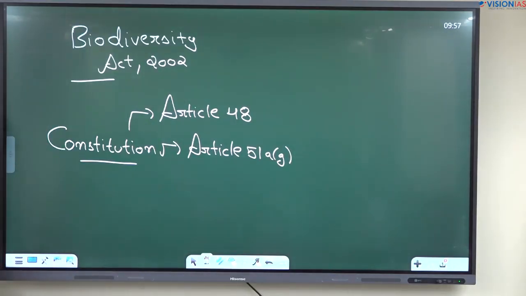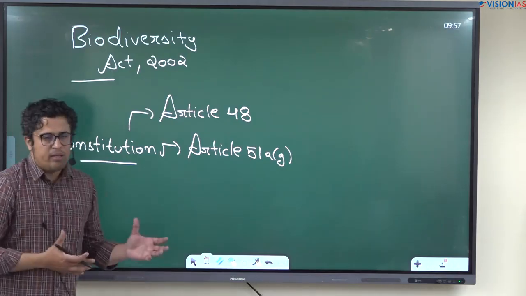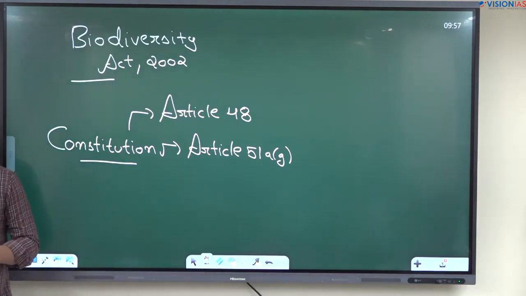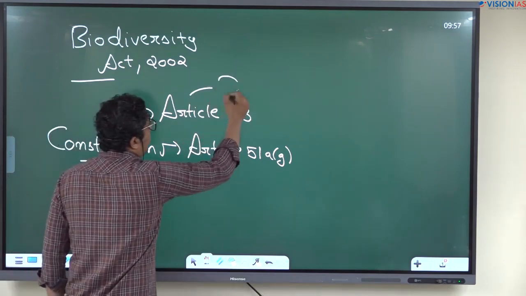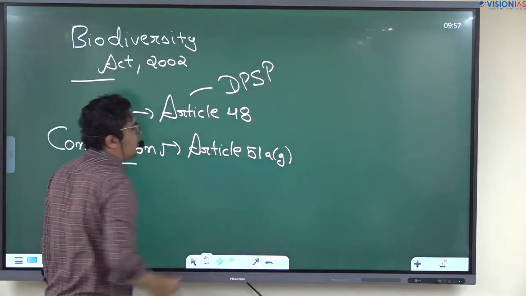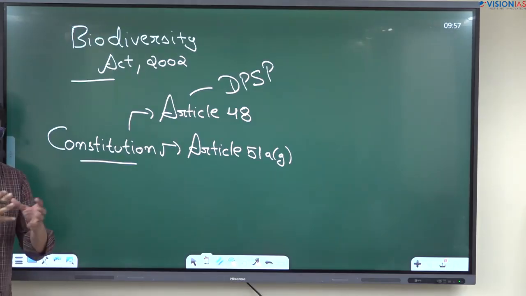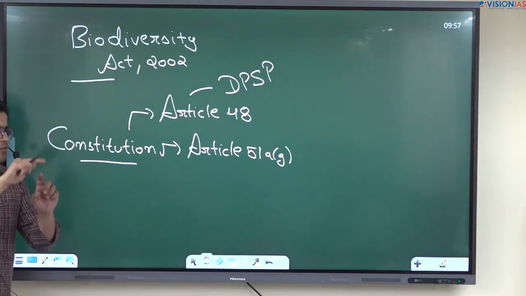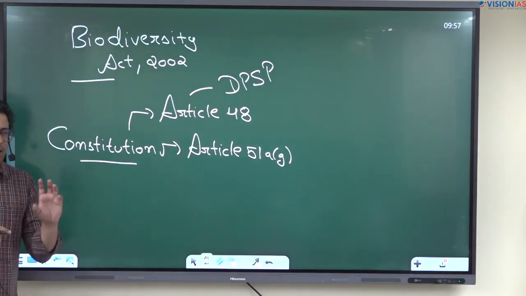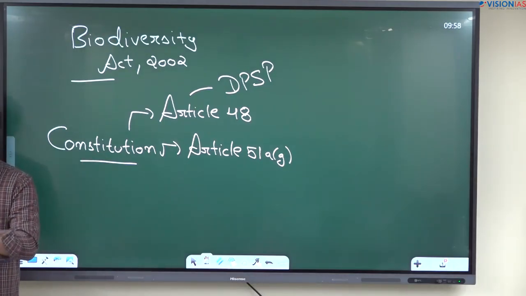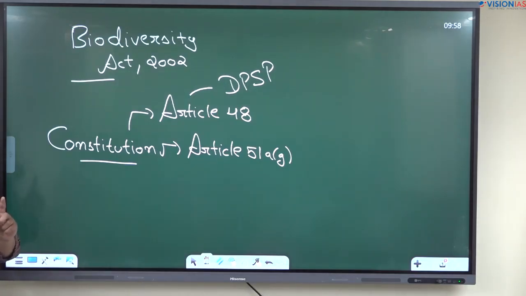Article 48, which is a DPSP. What is the outline of that article? It says that whenever the government makes a policy, they should consider environment conservation. Whenever the state government or central government is making a policy, they should consider environment conservation, because without environment conservation, you cannot have development. This is what the article talks about.